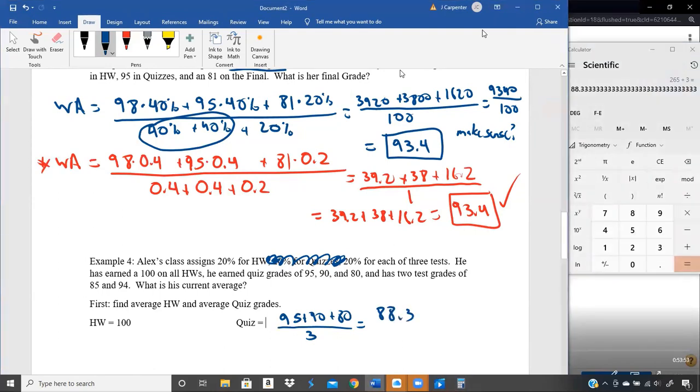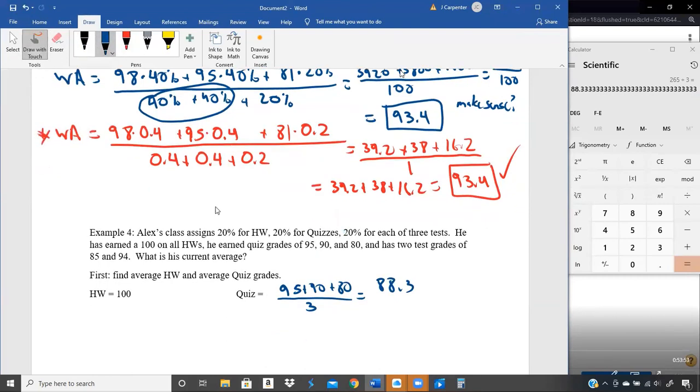Let's just call it 88.3. I'm going to round to the nearest tenth here. If this was a homework problem, of course, I would tell you how to round, but we're just using an example, so I'm saying round to the nearest tenth. So that's the quiz average, which has a weight of 20%.